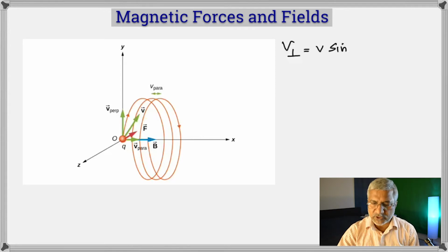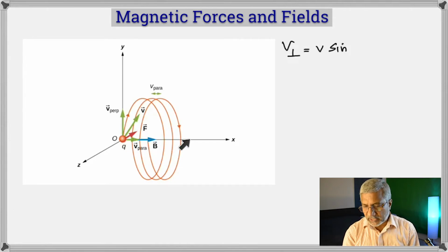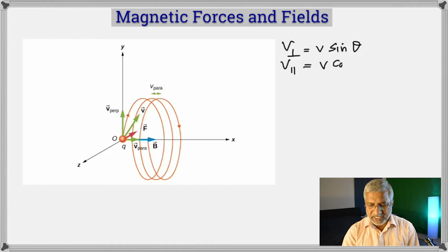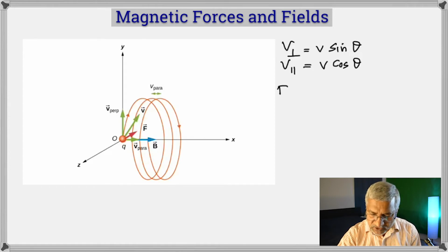So helical motion, as you can see in the diagram. The perpendicular component makes it go around in a circular path. The parallel component just makes it go forward. So a combination gives you a helix. And those are the components, V sine theta and V cosine theta. And the pitch of the helix is just this distance.